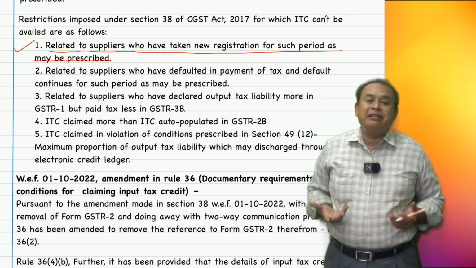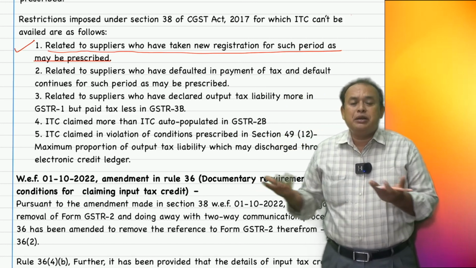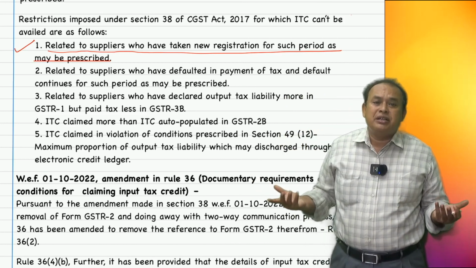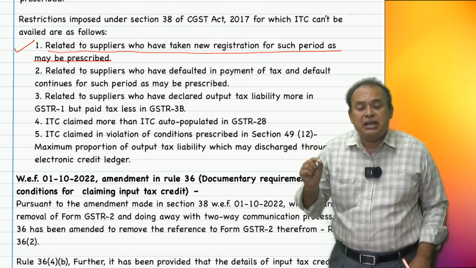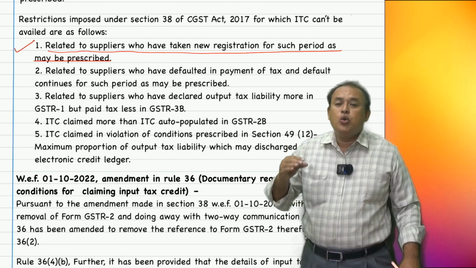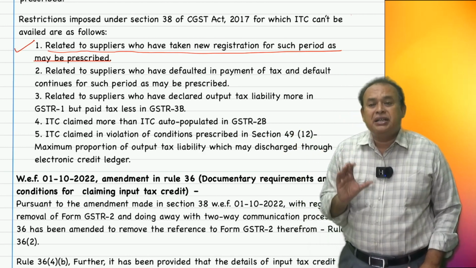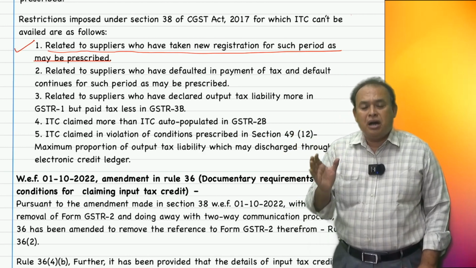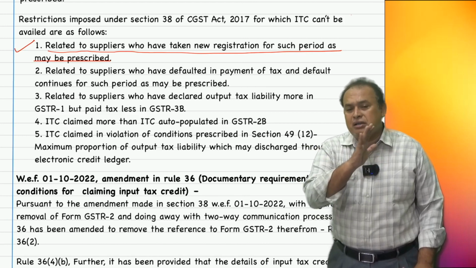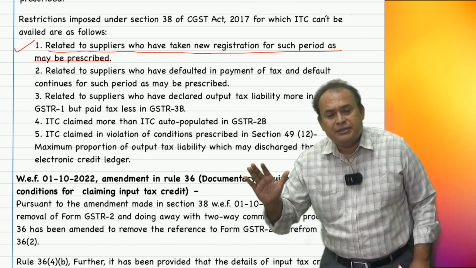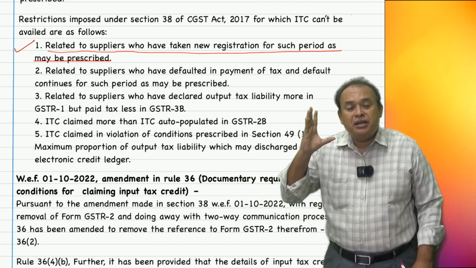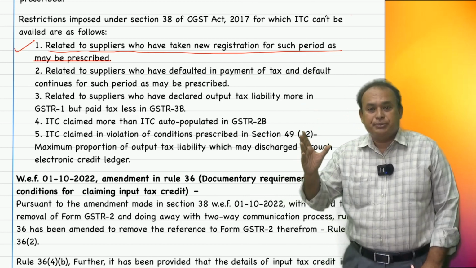That alone can avail the ITC. Remaining, whatever they procured, they are not eligible to claim ITC. Also, in the case related to suppliers who have taken new registration for such period as may be prescribed, and a non-resident taxable person, they are not eligible to avail input credit, except IGST paid on import of goods.